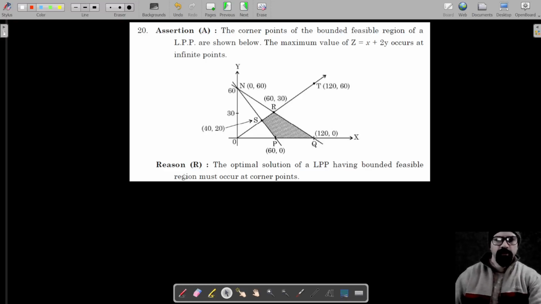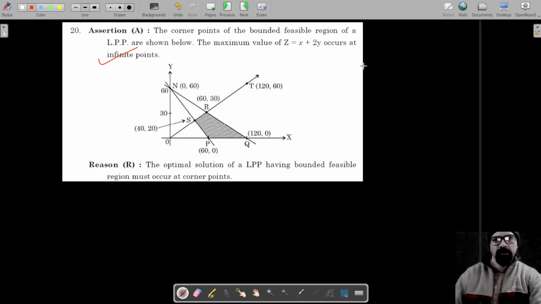Okay, for question number 20, the assertion says that the corner points of the bounded feasible region of the LPP are shown below, and the maximum value of Z equal to x plus 2y occurs at infinite points. Now, this could be true when we have the maximum value at 2 points, and the line joining those 2 points will have an infinite number of points where we will get the maximum value of Z. I will show you how.